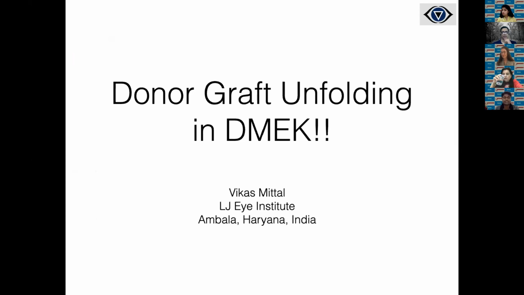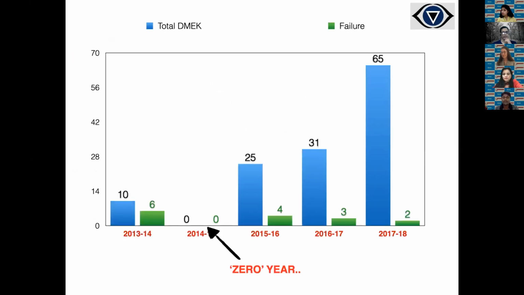Somebody asked in the chat box how were the initial years. So you can see we started DMEK in 2013, and in the first year there was a 60% failure rate, and when we analyzed it later, it was mainly because of the orientation. Mainly in this step that we are going to discuss, because this is the most crucial step, and this is responsible for many failures.